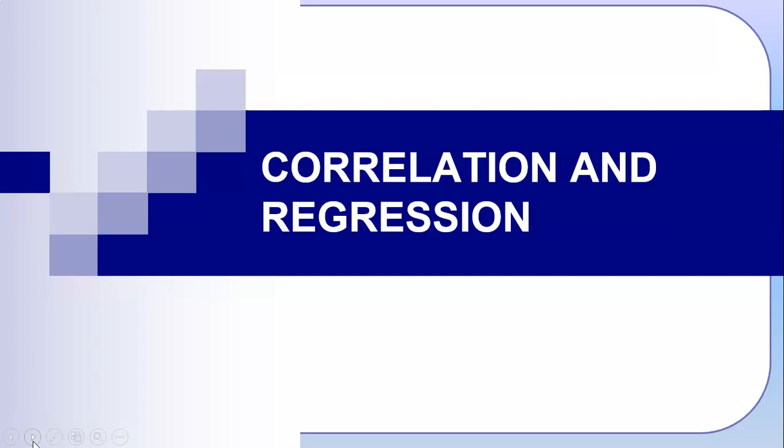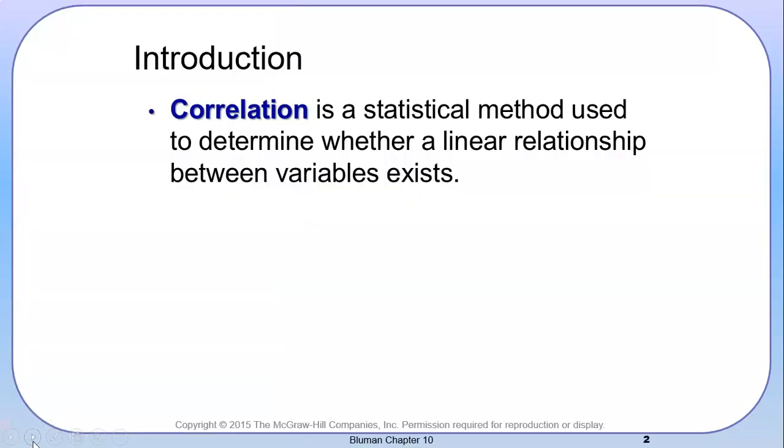In this topic, we will learn about correlations and regressions. As an introduction, correlation is a statistical method used to determine whether a linear relationship between variables exists. In this syllabus, we only take two variables, and the two variables we use to determine the linear relationship must be numerical variables. Both must be numerical variables.